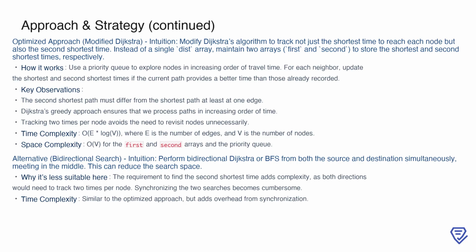This approach is computationally efficient with a time complexity of O(E log V), where E is the number of edges and V is the number of nodes. The space complexity is also manageable, requiring storage for the 2 arrays and the priority queue.